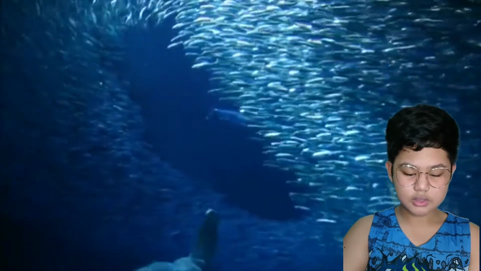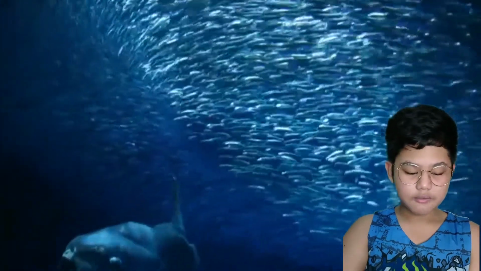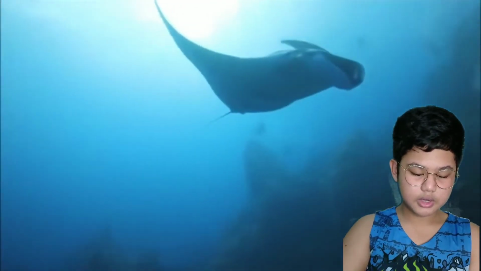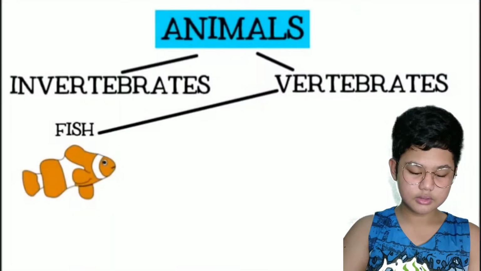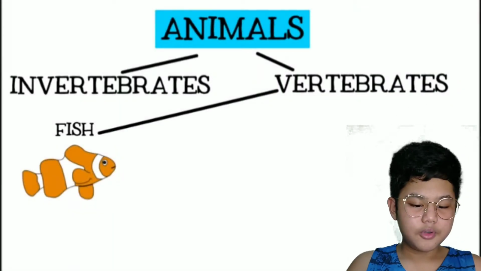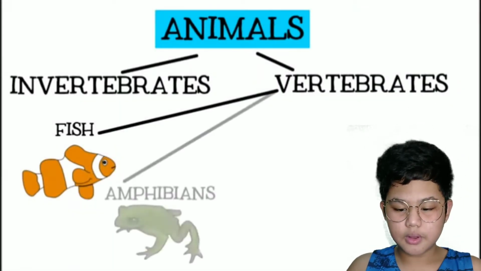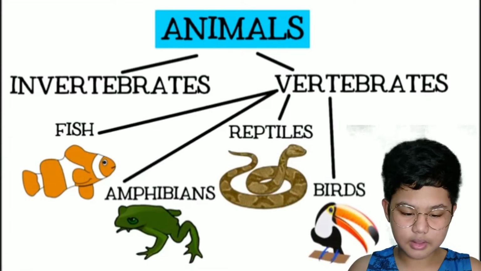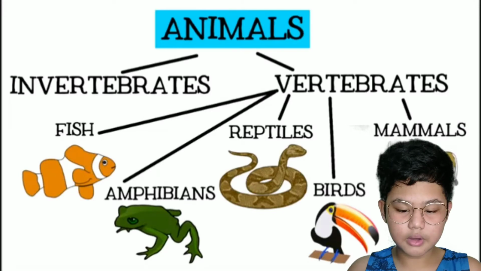Several of these classes are specific types of fish. For example, jawless fish like lampreys and hagfish, or cartilaginous fish like sharks and rays. The four remaining classes of vertebrates will be very familiar: amphibians, reptiles, birds, and mammals.